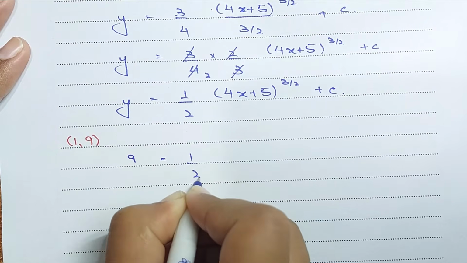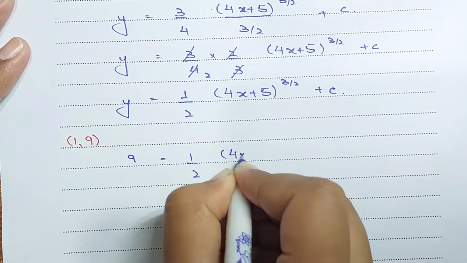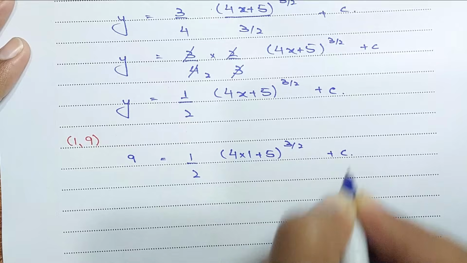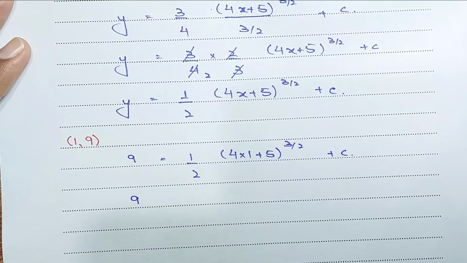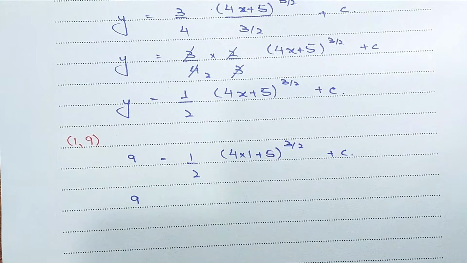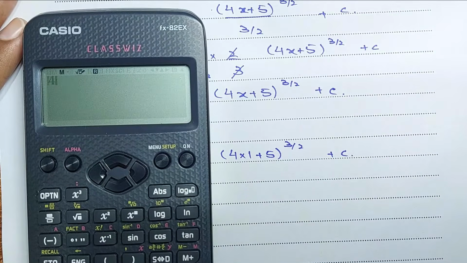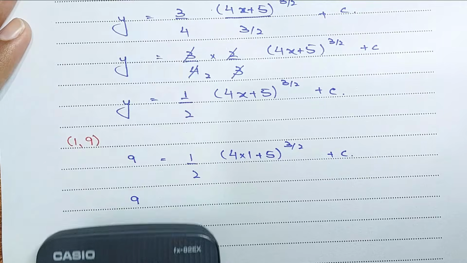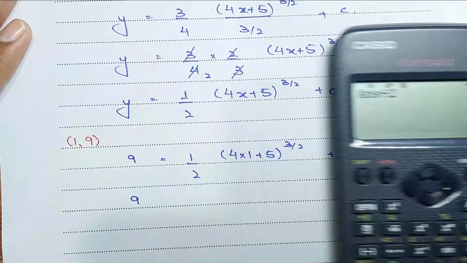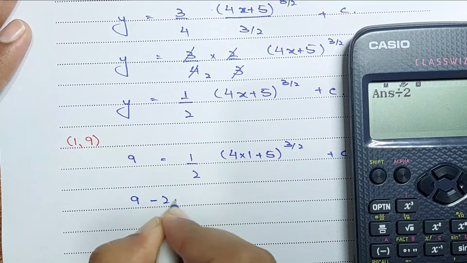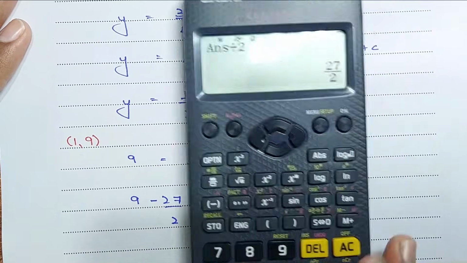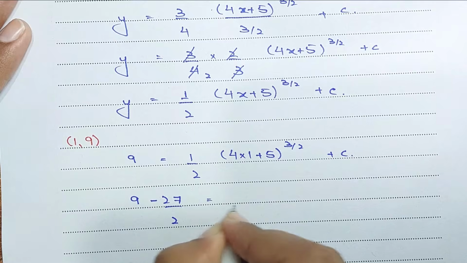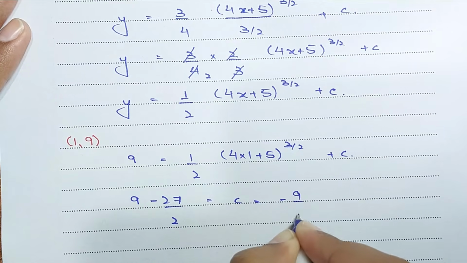y equals half of (4 times 1 plus 5) to the power of 3 by 2 plus C. Let me solve for C. So this is 9. 4 times 1 is 4 and 4 plus 5 is 9, and 9 to the power of 3 by 2 is 27. 27 divided by 2, and shifting it over here is minus 27 by 2, and 9 subtract the answer is minus 9 by 2. This is the C value. Minus 9 by 2 is the C value.